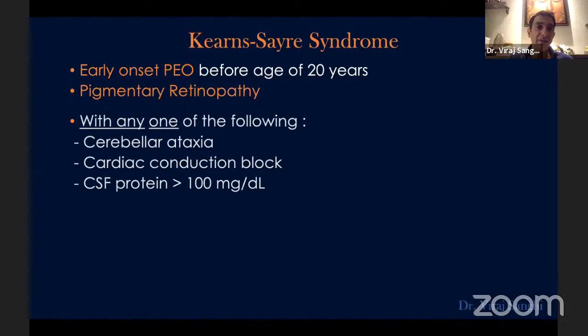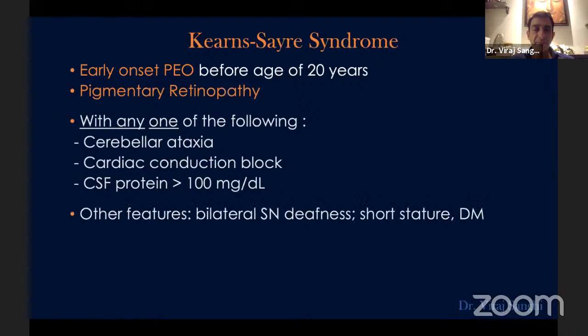And with any one of the following clinical features: presence of a cerebellar ataxia, presence of a cardiac conduction block, or an elevated CSF protein more than 100 mg/%. So if you have early onset PEO, pigmentary retinopathy, and any one of these, then you can make a clinical diagnosis of Kearns-Sayre syndrome. It may also be associated commonly with deafness. Bilateral sensorineural deafness is common in KSS, as is short stature. Other endocrine problems may be seen. Diabetes mellitus may be seen as well.